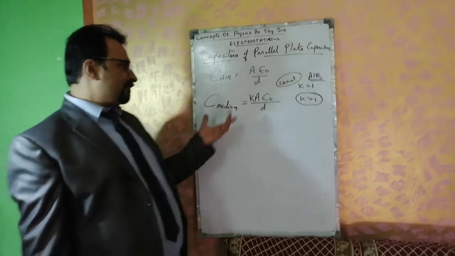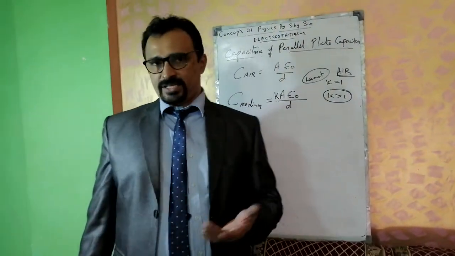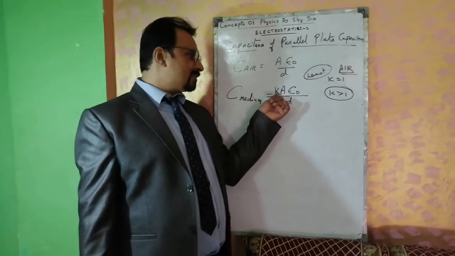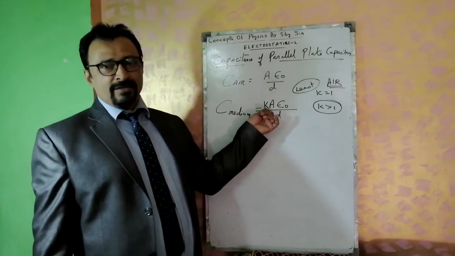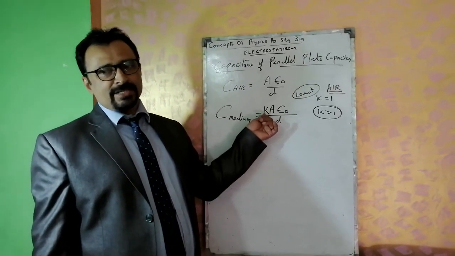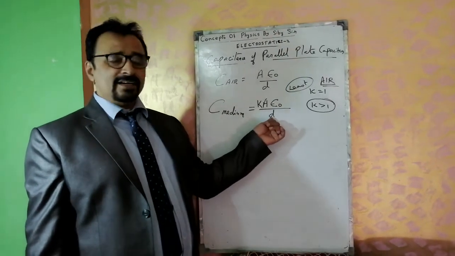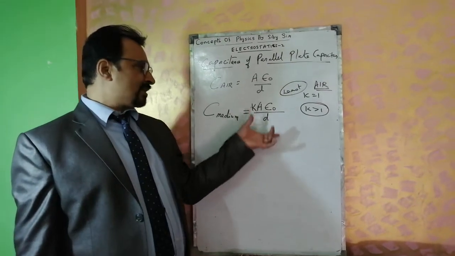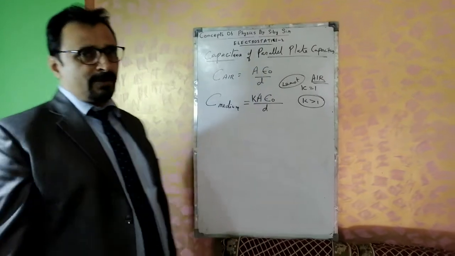Now you tell, what are the factors deciding the capacitance of a parallel plate capacitor? It is very clear from the formula. The first factor is the nature of the medium between the plates. If you keep different media, different K values are there, and capacitance changes. Then the area of the plate of the capacitor, and D, the distance between the plates of the capacitor. So these three factors basically decide the capacitance of a parallel plate capacitor.